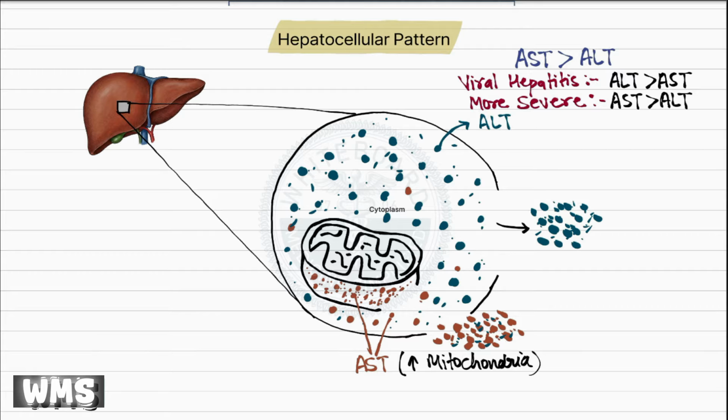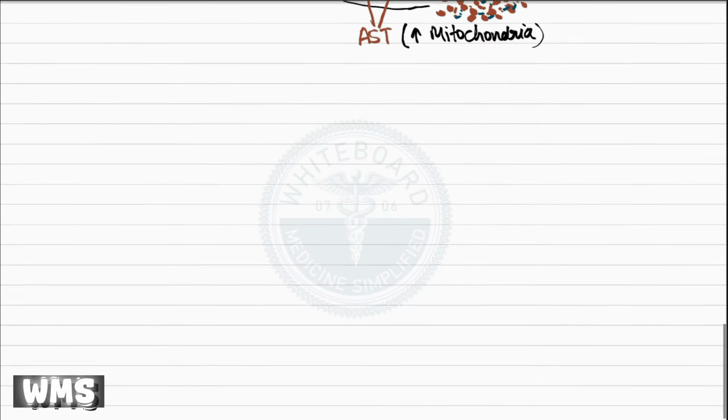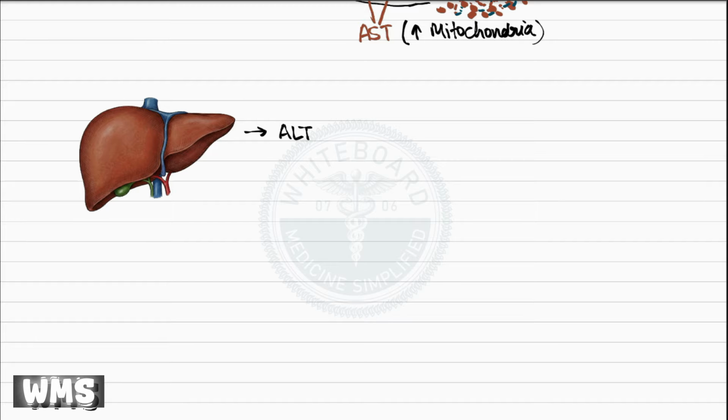In most liver diseases, especially conditions like viral hepatitis, ALT tends to be higher than AST. This is not simply because ALT is more concentrated, but because ALT is located mainly in the cytoplasm, and early or mild hepatocyte injury primarily damages the cytoplasmic membrane. As a result, ALT leaks out more readily into the blood. The ALT is more specific to the liver because it is mainly found in liver cells.